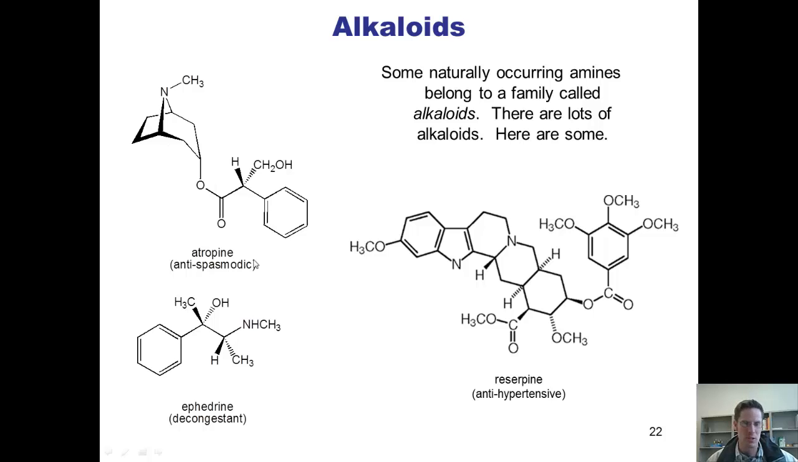This is an example, atropine, which is an antispasmodic alkaloid. This is a compound called ephedrine. And this is an antihypertensive drug known as reserpine.